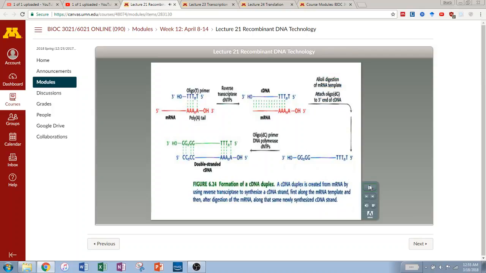If a known messenger RNA can be isolated, it's possible to synthesize the corresponding double-stranded DNA, called cDNA. The process uses reverse transcriptase to synthesize a single DNA strand that's complementary to the messenger RNA. The messenger RNA is then digested away, and DNA polymerase is used to make duplex DNA.